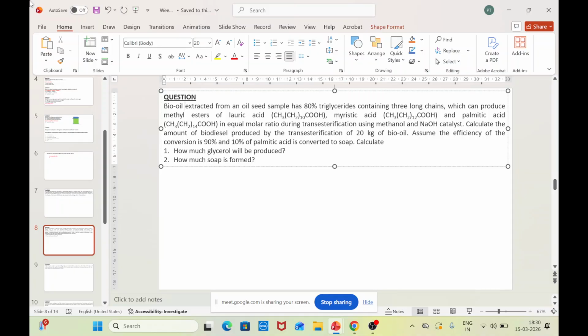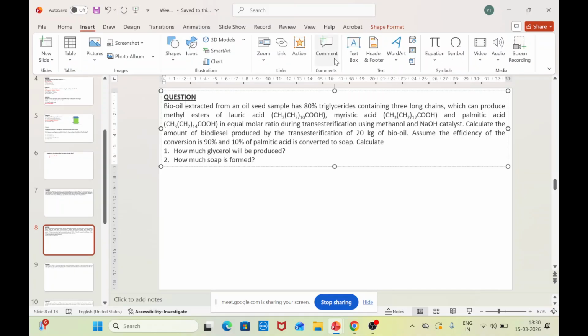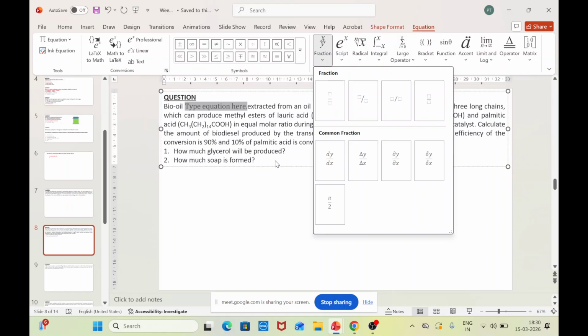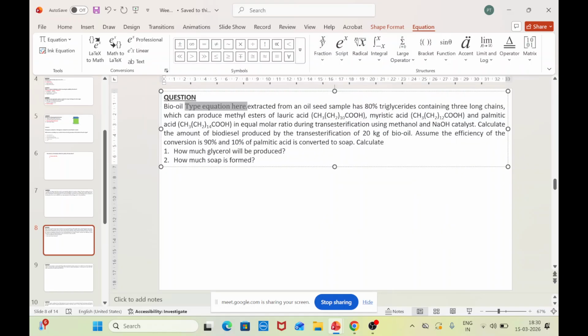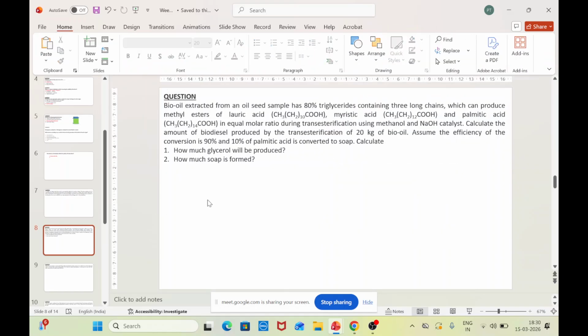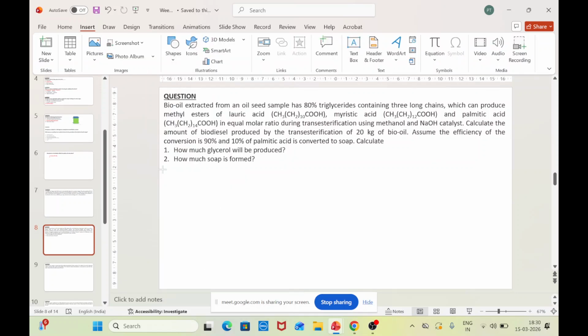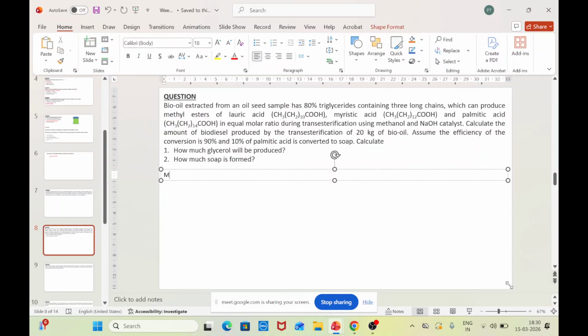So let me just give the molecular weights because I think that will be a bit helpful. So the molecular weight of each compound that I'll give now. The first one is lauric acid, and please be careful here.